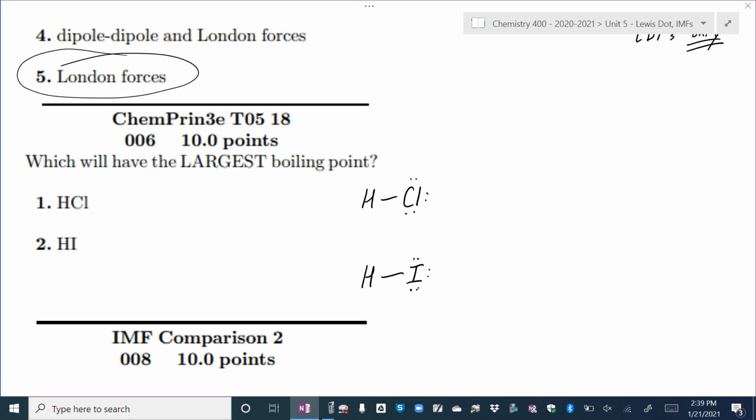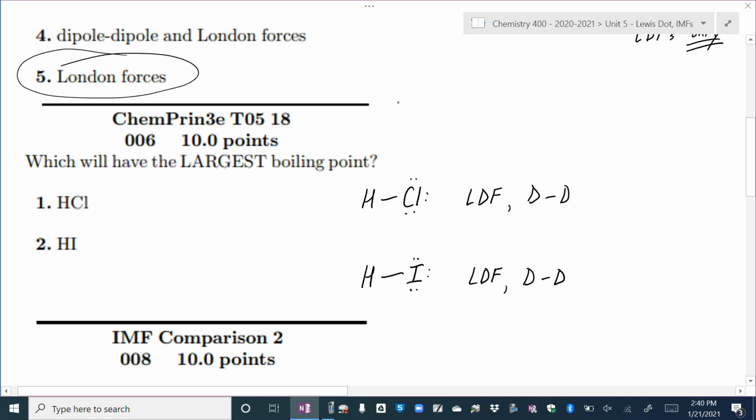Are they symmetrical? No, they are not. So both have LDFs, because every molecule that has mass has LDFs. And both have dipole-dipole attraction because neither of them is symmetrical. They have hydrogens. Is the hydrogen attached to a fluorine, oxygen, or nitrogen? No, it is not, so they do not have hydrogen bonding. So they have the same intermolecular forces present.